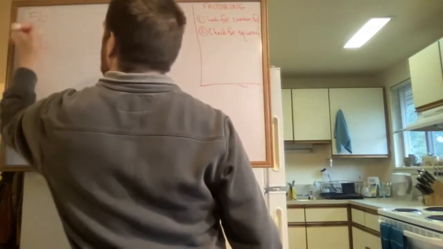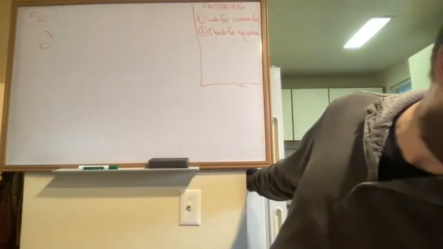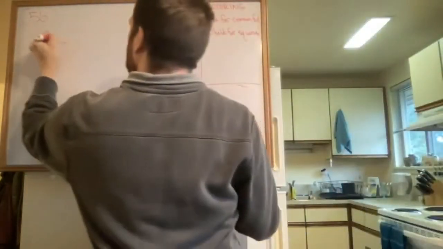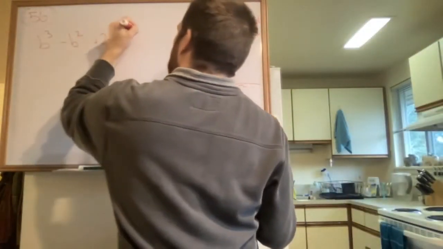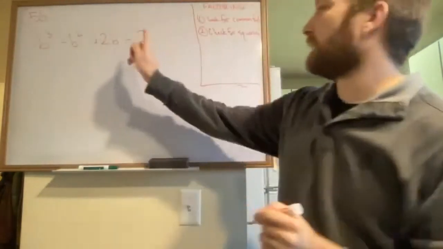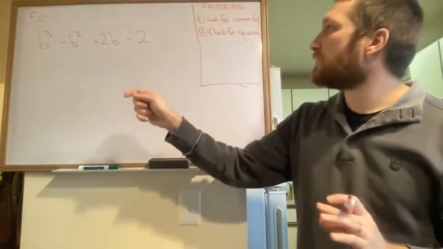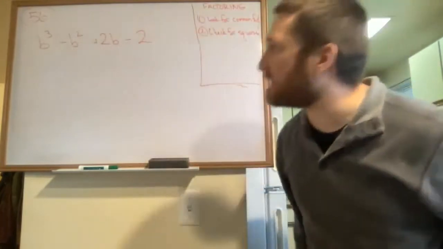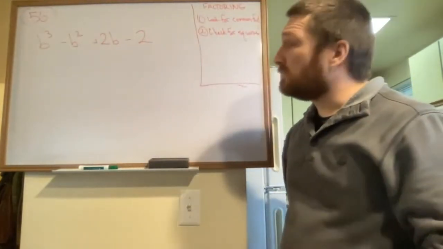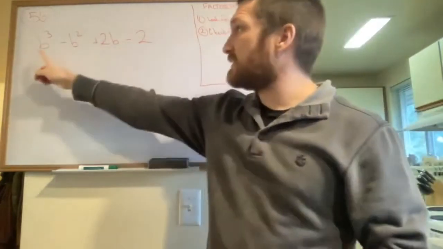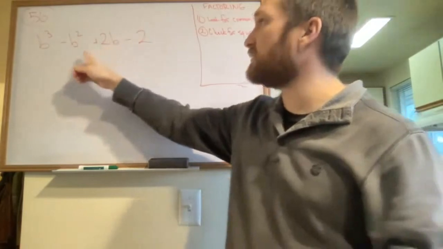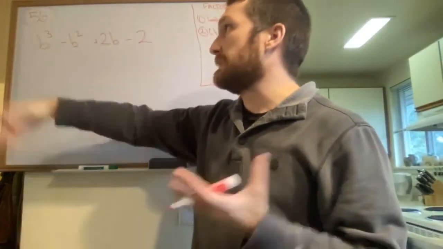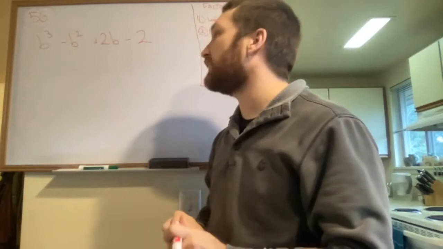Number 56, they have b cubed minus b squared plus 2b minus 2. I see this and it tells me to factor. So I think, well, are there any common factors in there? No, there's nothing common to everything. This has b's, that has b's, that has b, oh, no b's. This has a 2, this has a 2, oh, no 2's. I'm done. There's no common factor there.